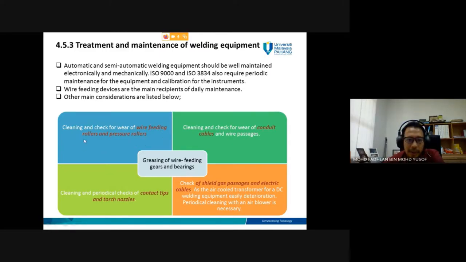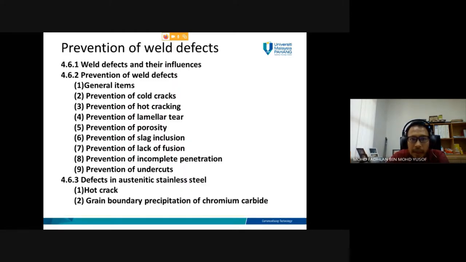So kalau kita tengok lebih kepada cleaning and check semua important component lah, such as wire feeding rollers, pressure rollers, conduit cables, okay, contact tips and torch nozzles, and also the shield gas passage, and electric cable. Semua component-component ni kalau you all tengok memang penting lah dalam proses welding. So benda ni lebih kepada common sense lah. Okay, and treatment and maintenance of welding equipments ni all fell under ISO lah yang pernah kita belajar sebelum ni.